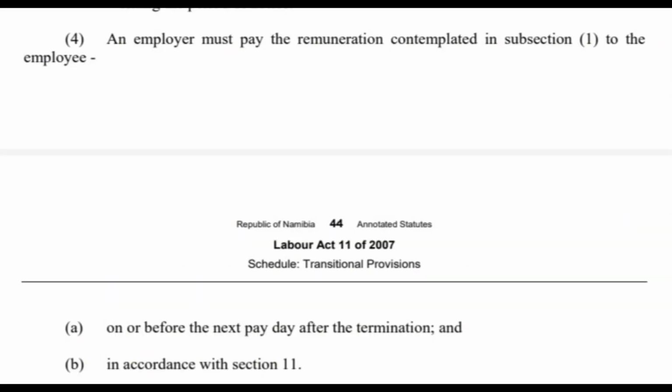An employer must pay the remuneration contemplated in subsection 1 to the employee on or before the next pay day after the termination. So if you get paid on the 30th, that money that is due to the employee must be paid to the employee on or before the next pay day after the termination, and in accordance with section 11. Now, section 11 provides for payments of remuneration, if you remember how it should be done.